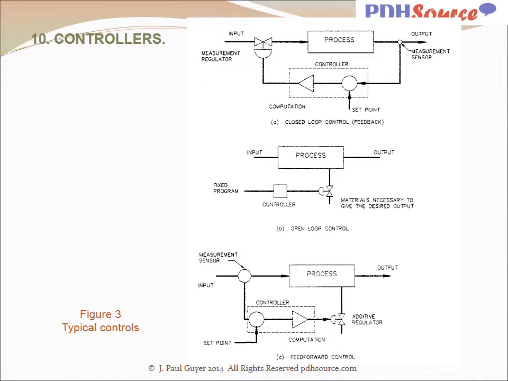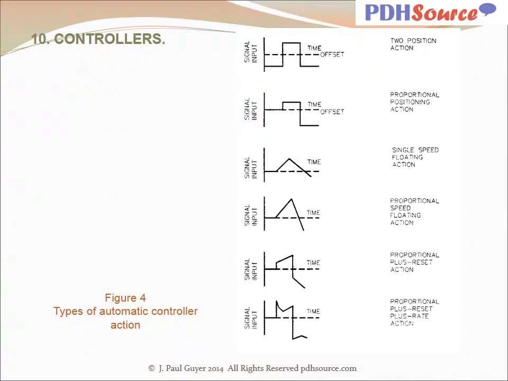Figure 3 indicates typical controls: closed loop control, open loop, and feed forward control. Figure 4 indicates types of automatic controller action: two-position, proportional, single speed floating, proportional speed floating, proportional plus reset, and proportional plus reset plus rate.